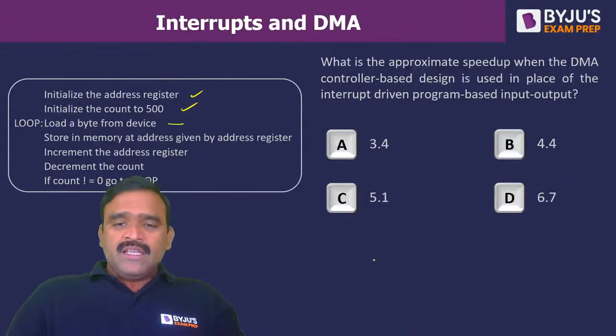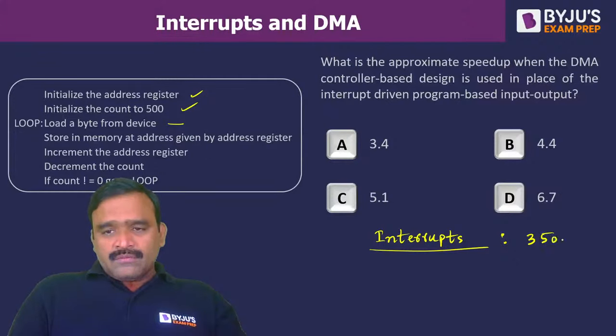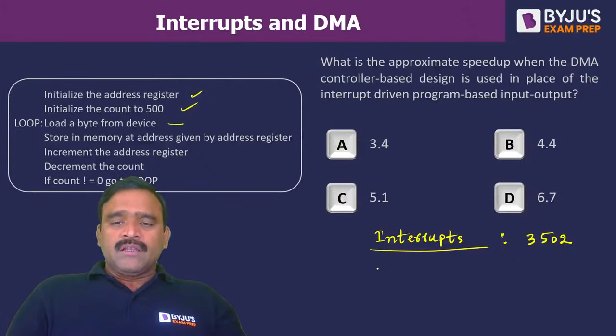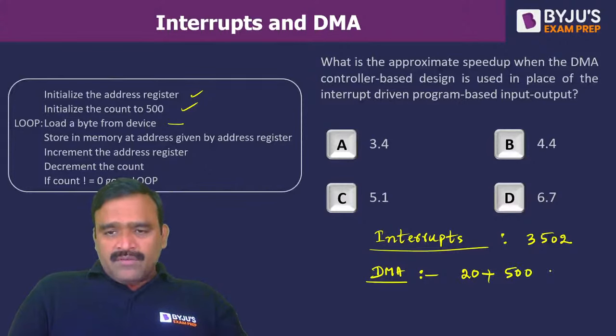So as far as DMA is concerned, how much time is taken in the form of number of cycles? With interrupt initiated IO, 3502 cycles are taken. In the case of DMA, it is clearly mentioned that for initialization and other overhead 20 cycles, and for every byte, for the 500 bytes transferred, it takes 2 cycles. So it is a total of 1020 cycles.